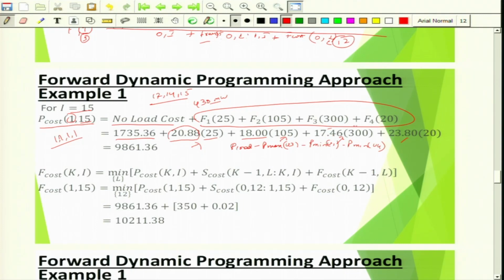and this is P minimum of unit 3 and the P maximum, that is 300 megawatt into the cheapest generator, right? This is 17.46 cost plus P minimum of unit 4 into its cost 23.80. Then you will get this number 9861.36. This is the production cost of that particular combination, 15th combination, for that specific interval. This is the first interval.